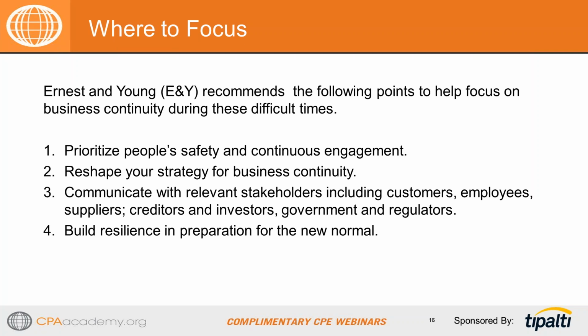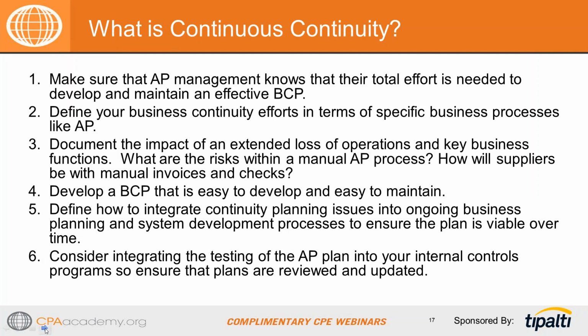Reshape your strategy for business continuity. Where do you focus first? And communicate with relevant stakeholders, government and regulators, and build resilience. And I think we're seeing this happen in a lot of areas, but build resilience in preparation for the new normal. We know things aren't going to get back to where they were, say, 6 months ago, but we need to think about how do we function in the new normal. So those are 4 points that Ernst & Young recommends.